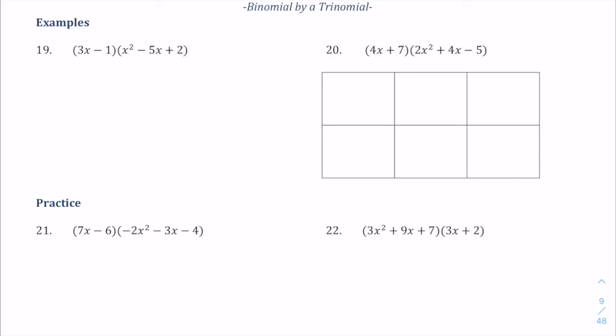Now, we don't have to use the box method. I'm going to show one with the box method and one without. So if you don't want the box method, what you really have to keep in mind is that every term in the first group must be multiplied by every term in the other group. So I'm going to start with the 3x, and I'm going to distribute it first to the x squared. So 3x times x squared is 3x cubed. Then I'm going to take it times the negative 5x. So that's negative 15x squared. Finally, I'm going to take it times the 2 plus 6x.